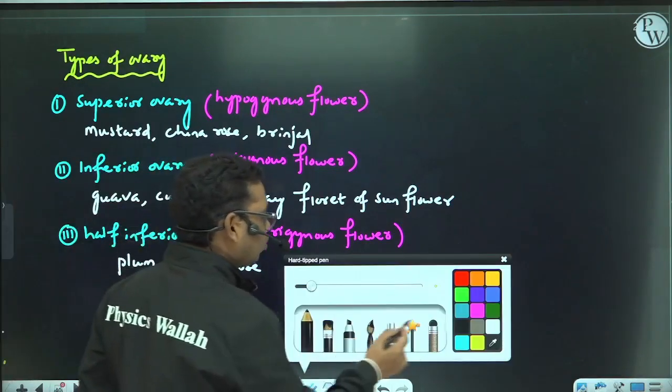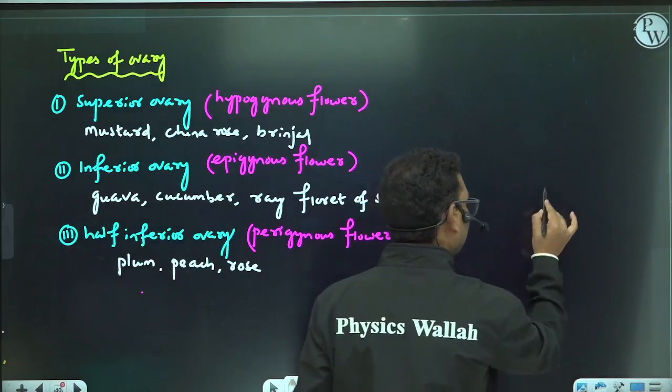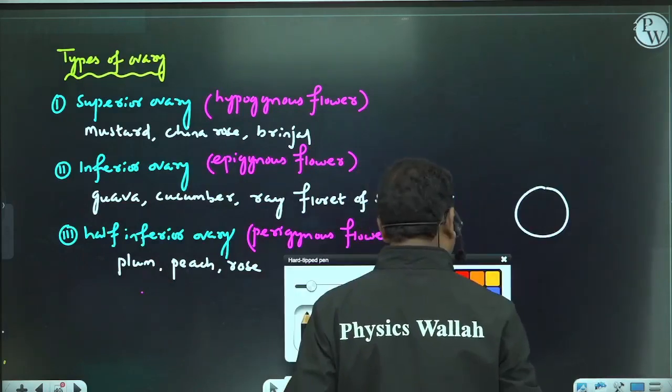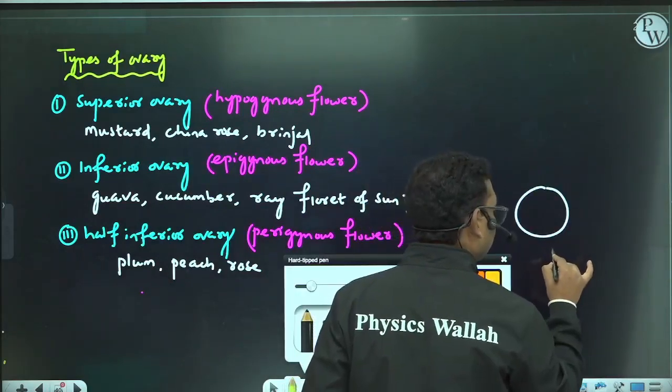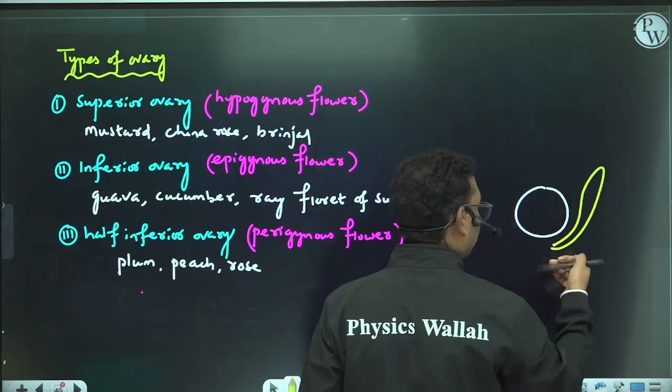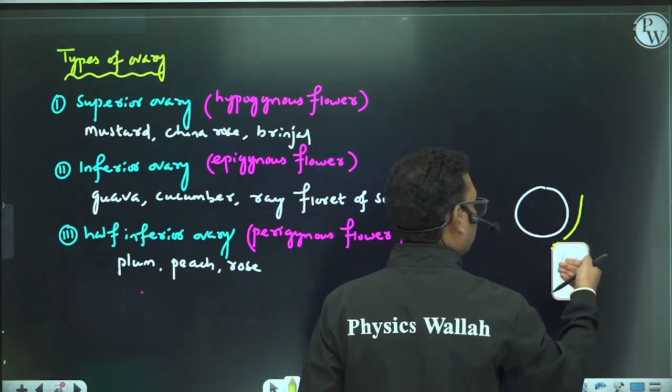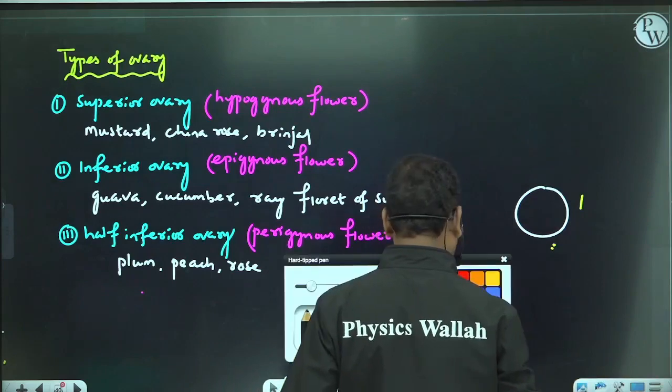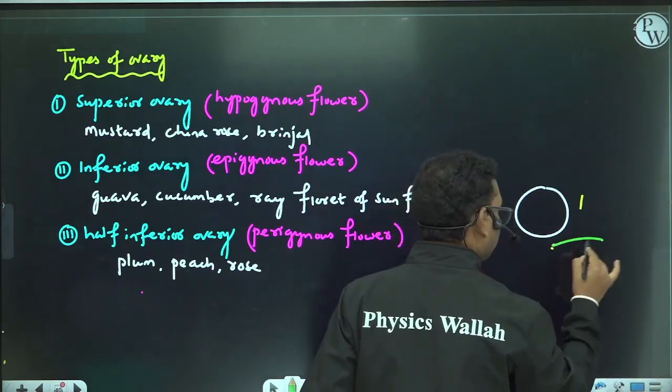So let me draw the diagram so that you can understand. Okay, so suppose this is the ovary. Okay, and from a point below the ovary, these sepals are going to develop. Okay, so the sepals, petals are going to develop. So suppose this is the sepal.